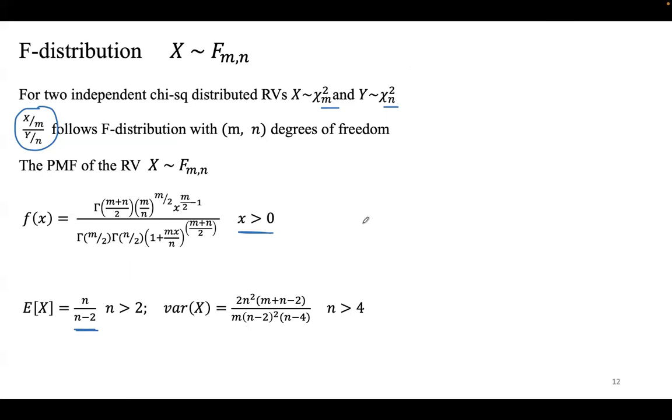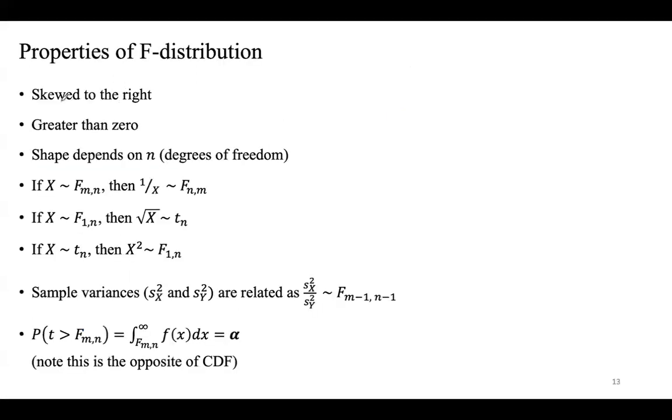That's the F distribution. And this one is also greater than 0. It's a little skewed to the right. We'll see in a while in R what it looks like. The shape again just depends on n. I will come to these 3 in a minute.